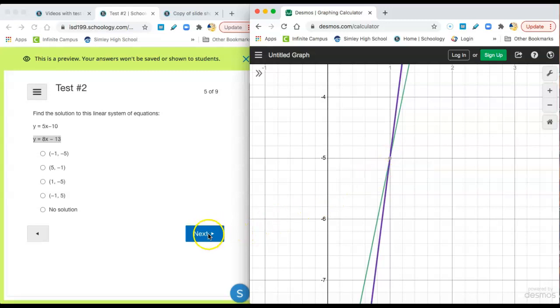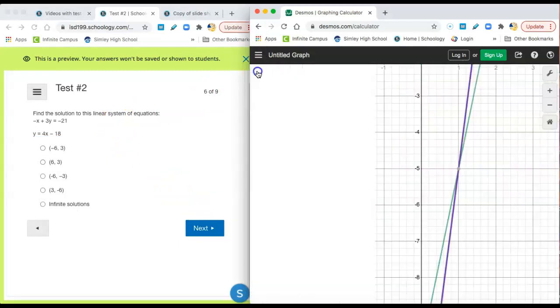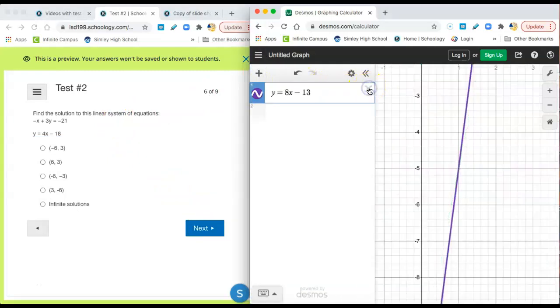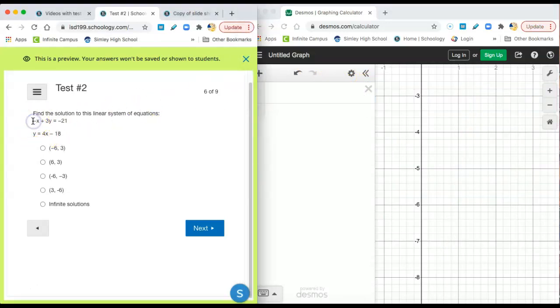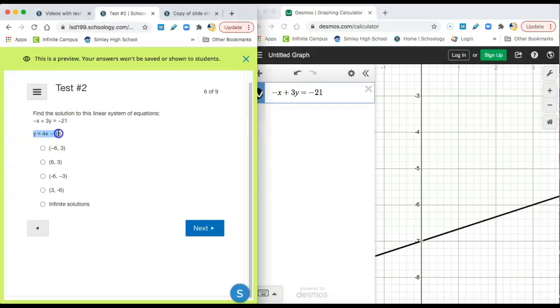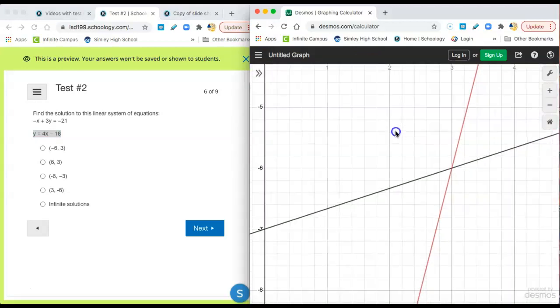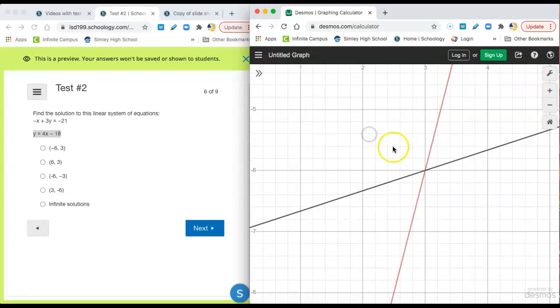Okay. Next, find the solution. Again, I'm going to open this up and get rid of our last problem. Copy. Paste. Copy. Paste. All right, there's our 2 lines. See where they cross? All right, you guys can look up here. There's the X right there. Look over here. There's the Y. Looks like it's negative.